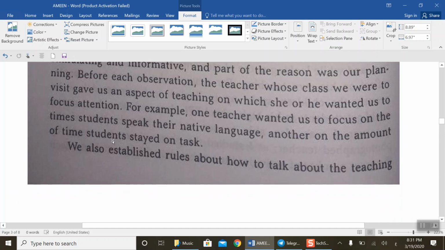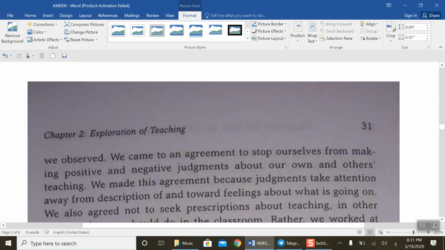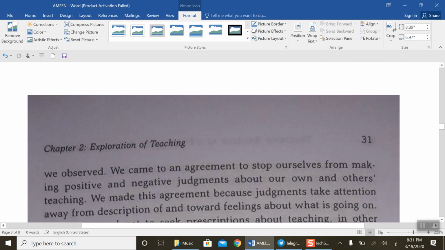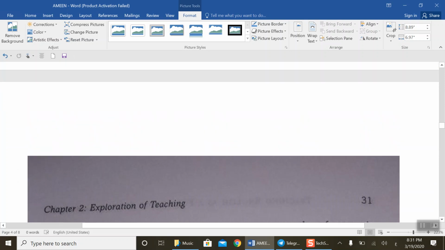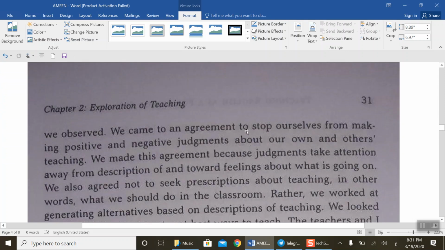They have experience. We also established rules between them about how to talk about the teaching we observed. Okay. We came to an agreement to stop ourselves from making positive and negative judgments. That is the point we talked about at the beginning: not judgmental, no judgments.